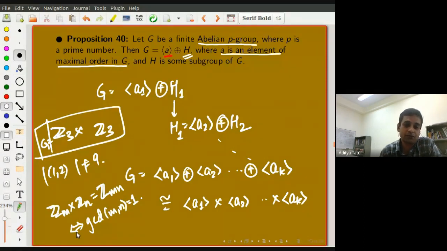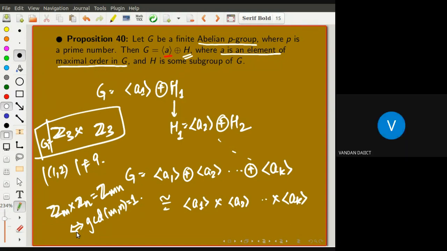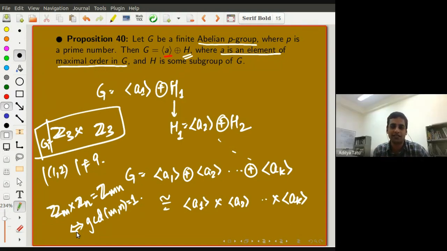If that were to be the case, then you would have saved me several hours of work, Vandan. Because if there is an element A of the order P raised to R, then what is G? Cyclic group. It is itself a cyclic group. So I don't need to do anything then. Each of those P groups is itself a cyclic group. I need not decompose each of those P groups into product of cyclic groups.